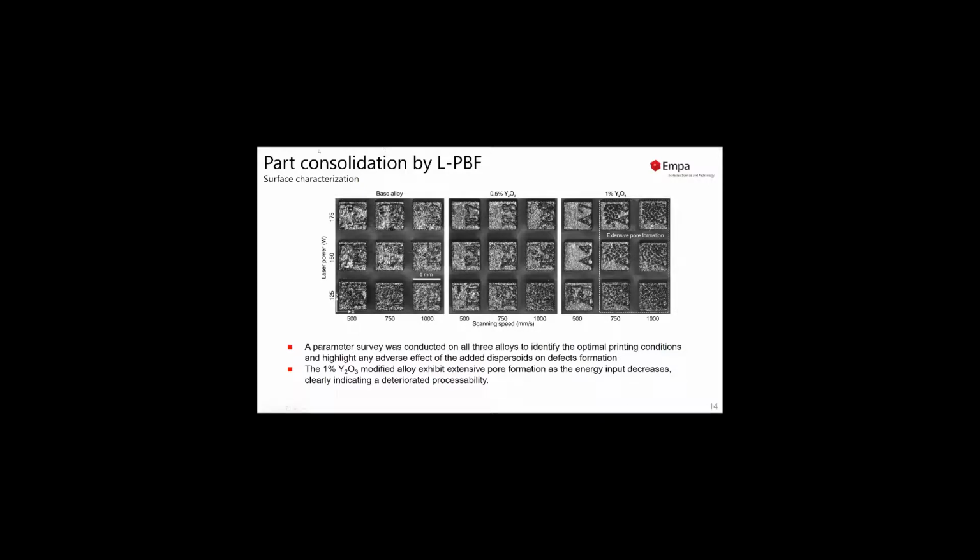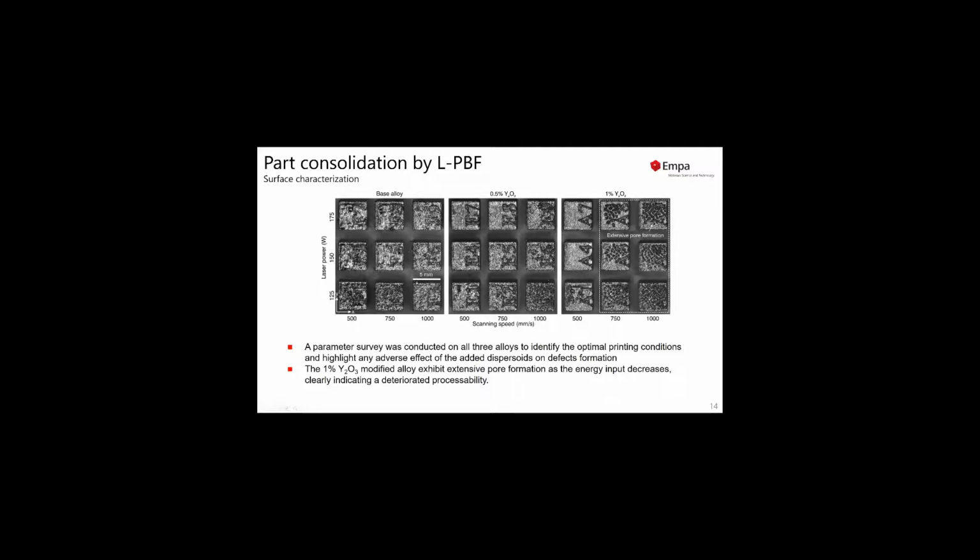We printed matrices on our build plates where we changed the laser power and the scanning velocity. I should mention we did that on our Sisma MySint 100. What you can see here is the base alloy without any yttria, then 0.5% yttria, 1% yttria. We did this parameter survey in order to find the best printing conditions.